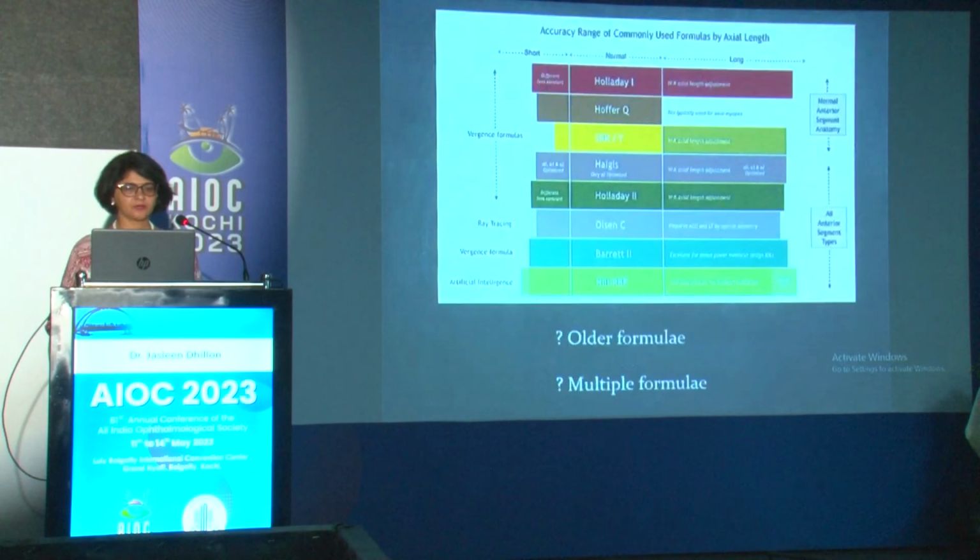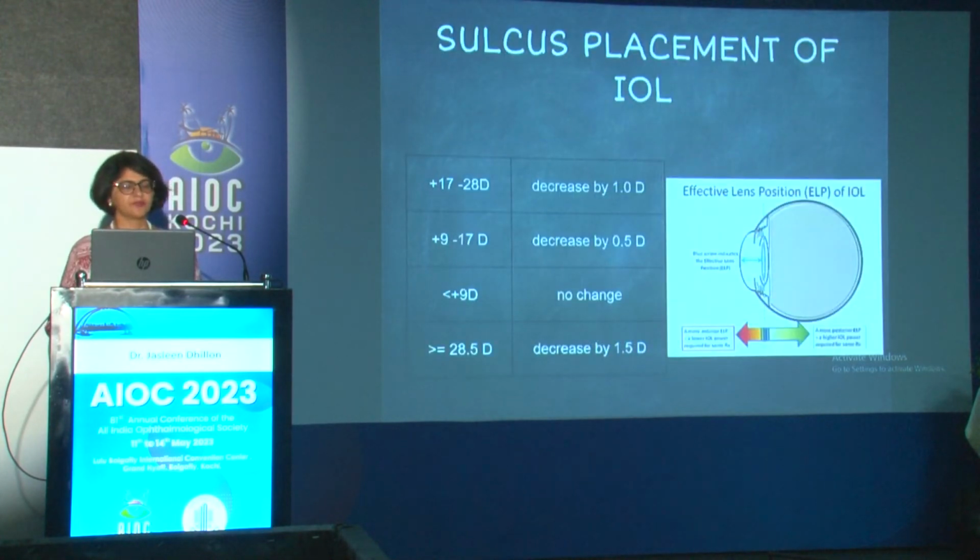Piggyback was already covered, so I'll just skip that. Most of us are using multiple formulae, and we must reiterate what it is that we must put in these eyes. And if you have to place the IOL in the sulcus, then the effective lens position has moved forward. So here you need to adjust the calculated power, and the ranges are given in this table. It's very easily available.